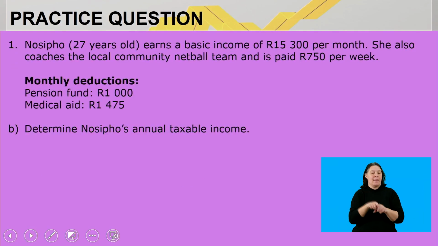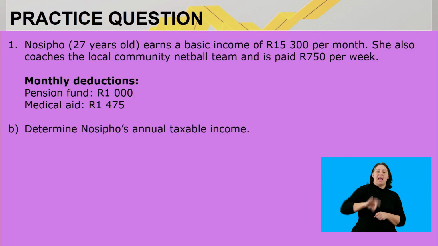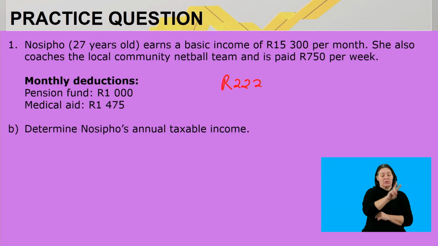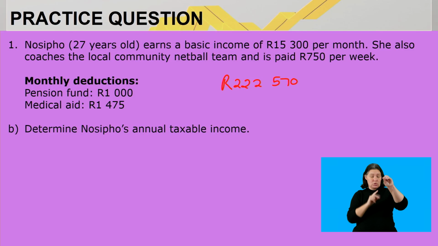Remember, it's still the same context. Question number 1B: determine Nosipho's annual taxable income. Now, what does annual taxable income consist of, or how do we calculate it? We must take our gross annual income and subtract all our non-taxable items. I'm going to write down the gross annual income we just calculated in the previous slide: 222,570 Rand, because we're going to need that.